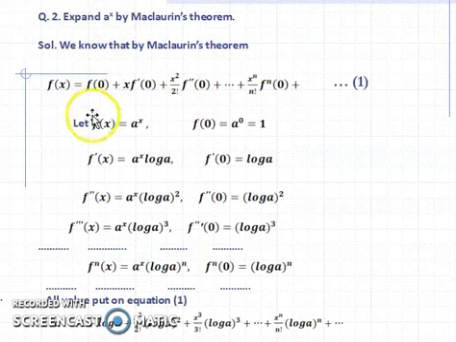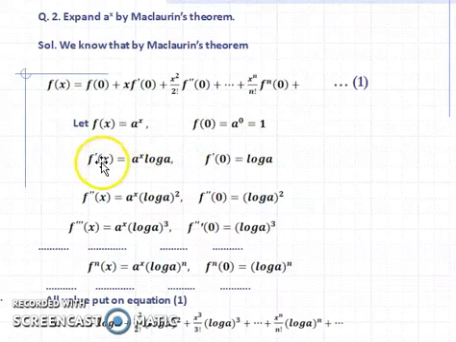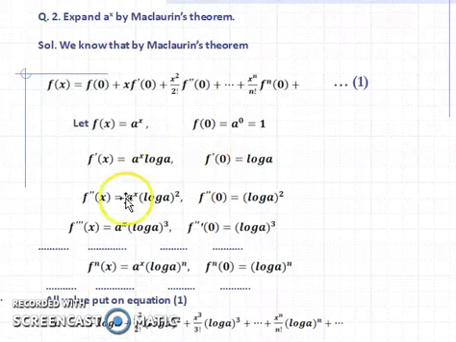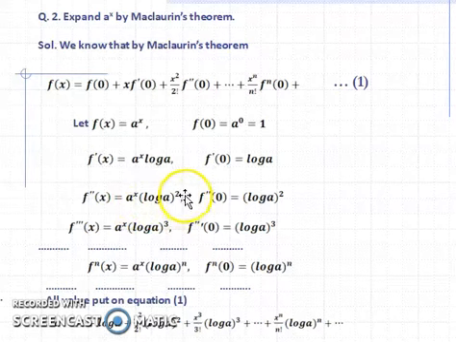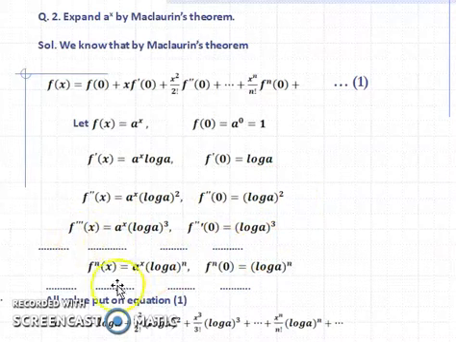a to the power x. So let f(x) equal to a to the power x. After substituting x equal to 0, f of 0 equals a to the power 0, so it is 1. After differentiation, f dash of x equals a to the power x log a, and f dash of 0 equals log a. f double dash of x equals a to the power x (log a) whole square. After substituting x equal to 0, f double dash of 0 equals (log a) whole square. Similarly, the third order and nth order.